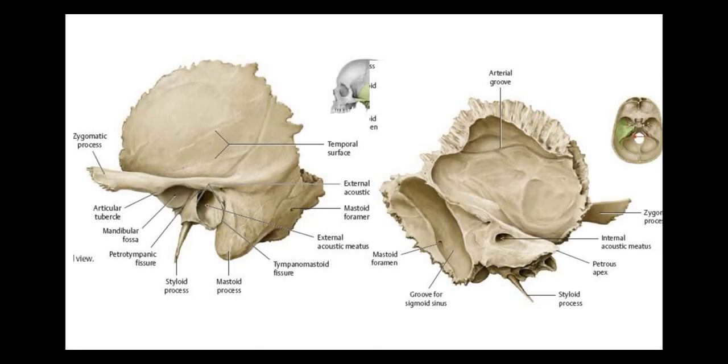These are parts of the temporal bone. We have the squamous part of temporal bone, the mastoid part of temporal bone, the tympanic part of the temporal bone, and inside a pyramidal shaped structure called the petrous part of the temporal bone. And then we have the styloid process, the four parts of the temporal bone and the styloid process.